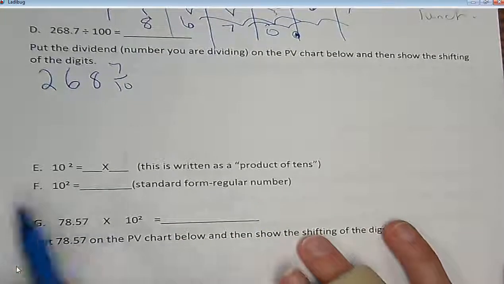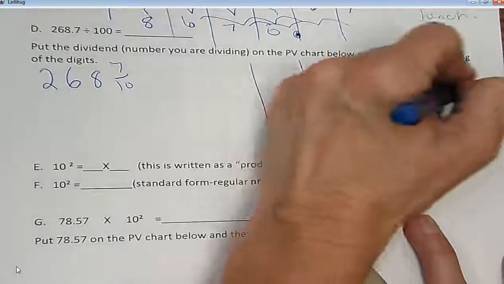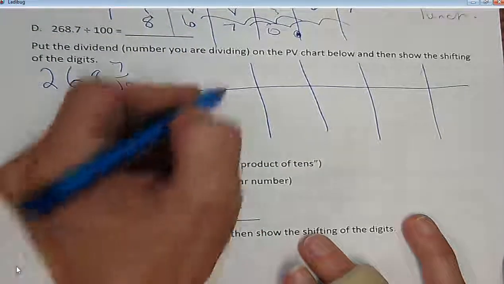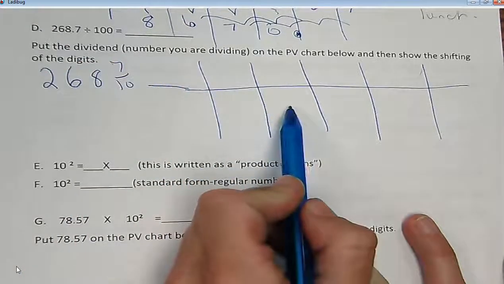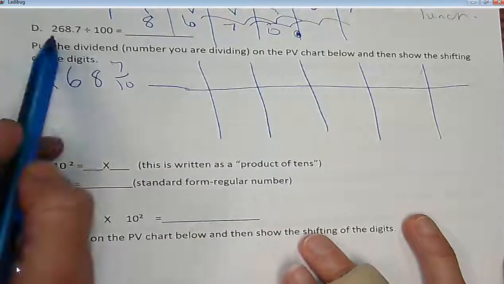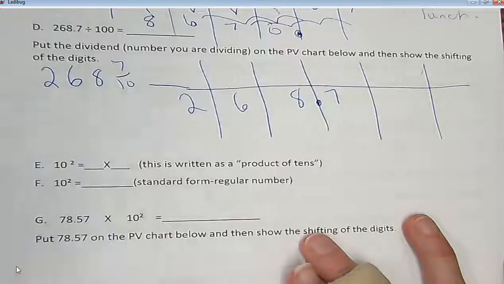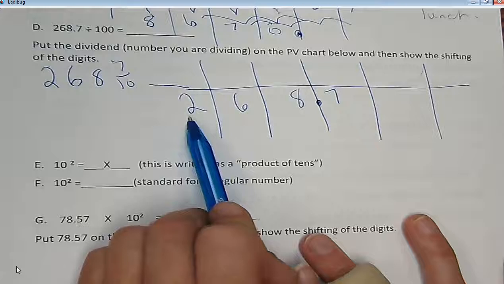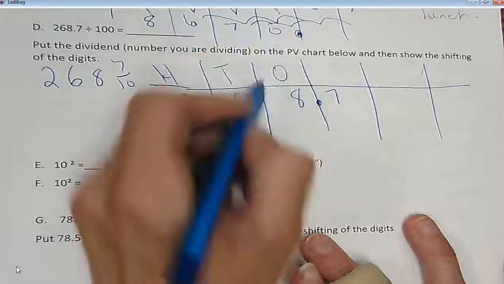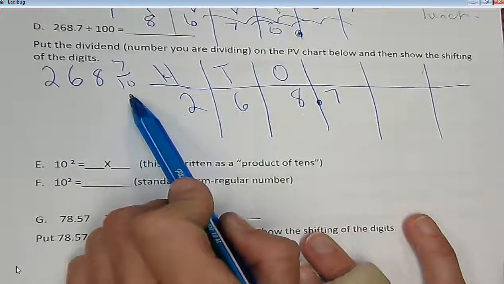All right, so let's make a place value chart, and we're going to divide by 100, so we need to shift our digits 2 to the right for them to get smaller, which means we should probably put our number on the left so we have room to shift. So 268.7. Let's label our places. The 2 is in the hundreds. Ones, tens, hundreds. 7/10.